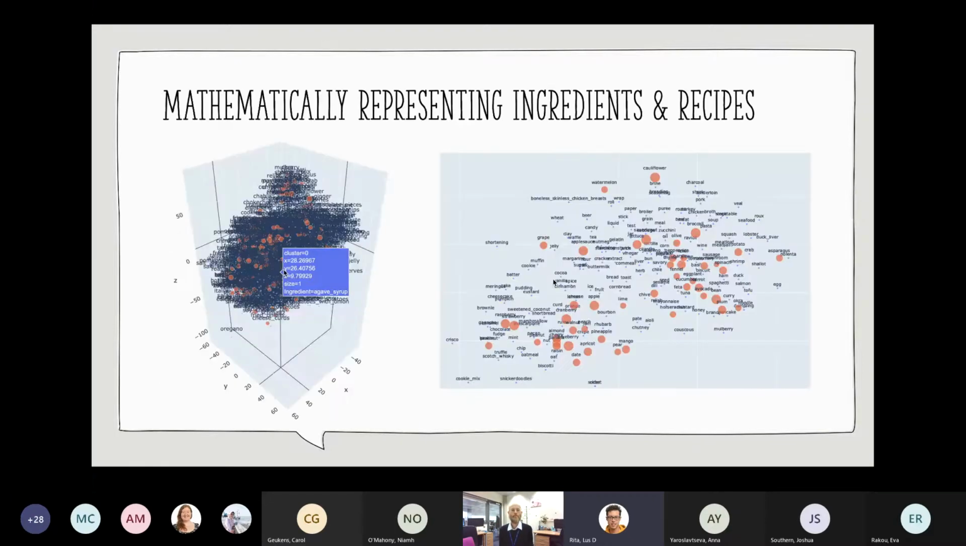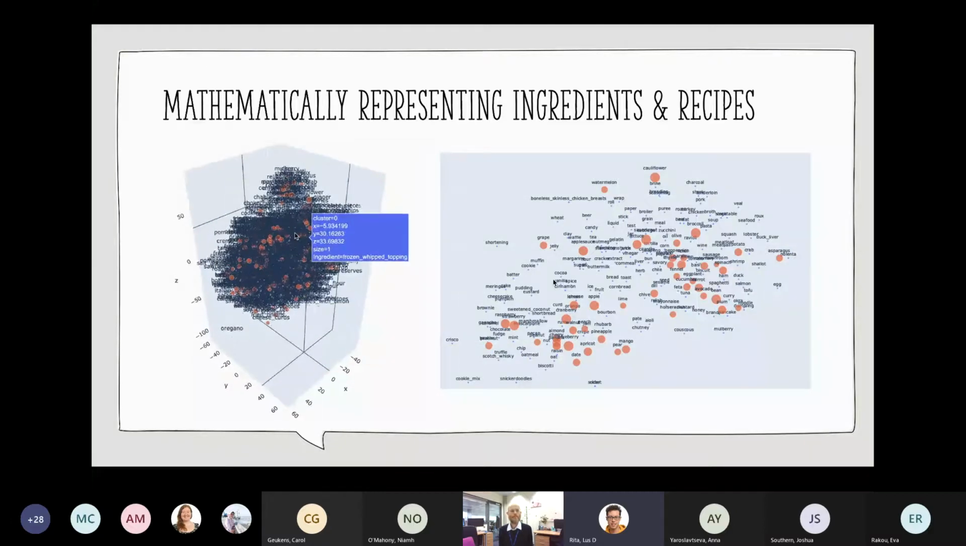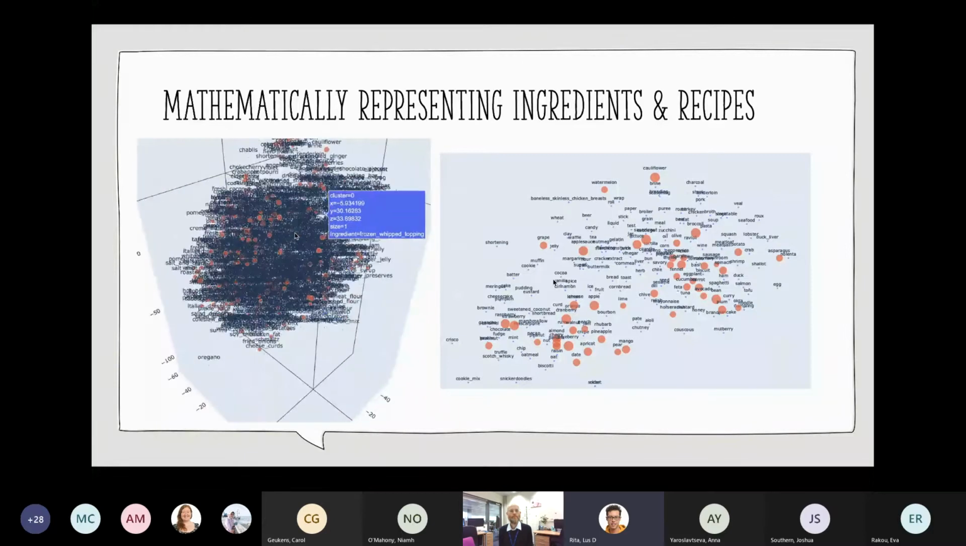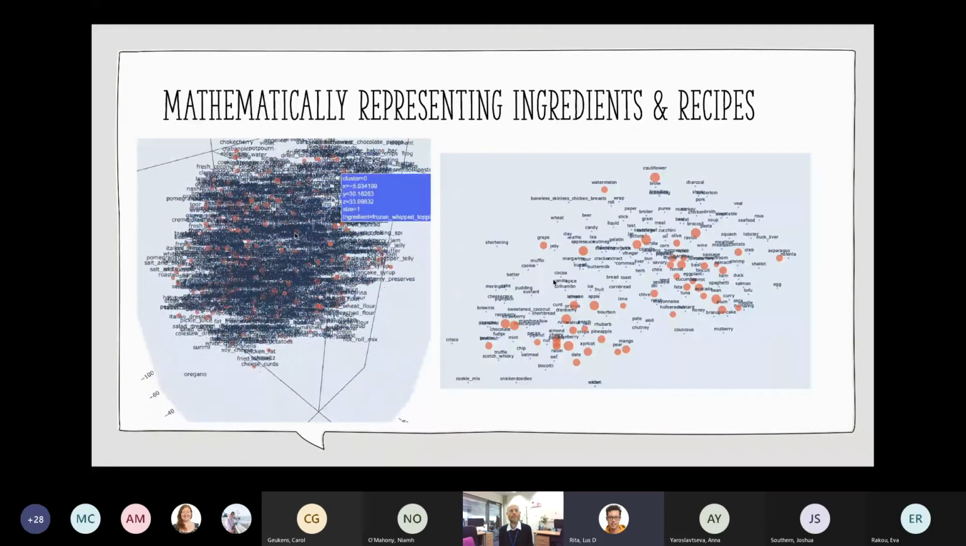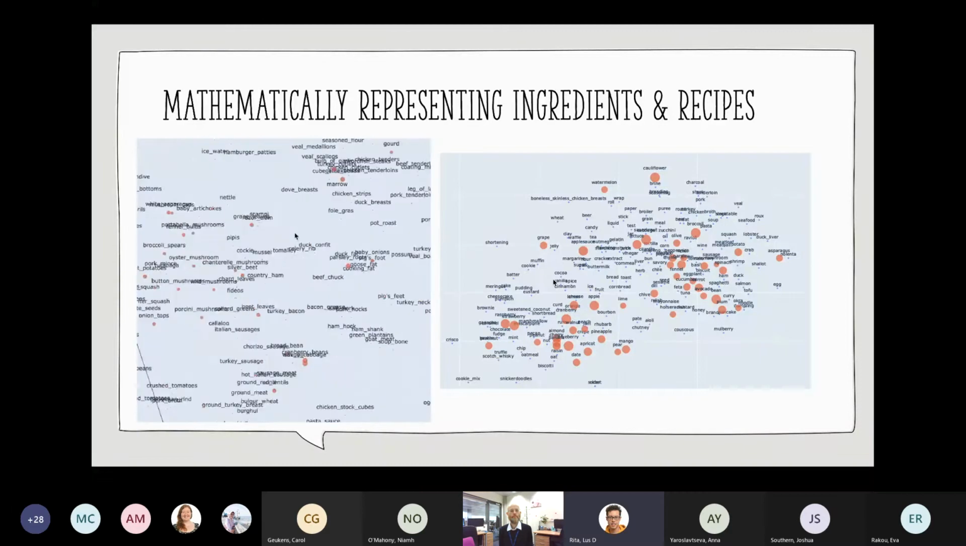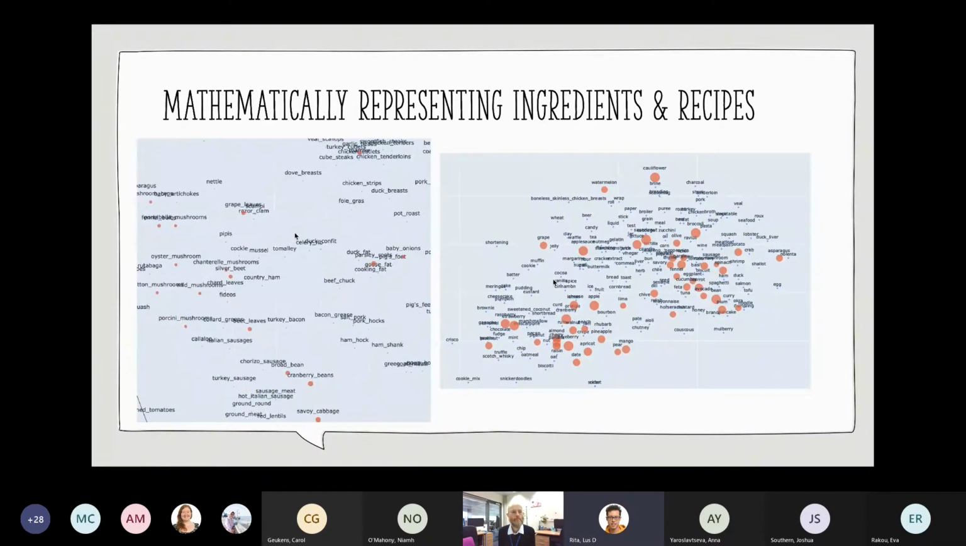So regarding how to mathematically represent ingredients and recipes, the first thing is that to represent ingredients, the easiest way is to use vectors. Usually the dimensionality of those vectors is proportional to the number of different ingredients in a given data set. And it's hard to work with vectors with many components, so that's why it's important to keep them small.